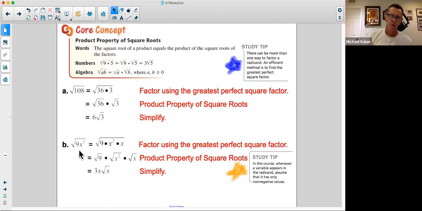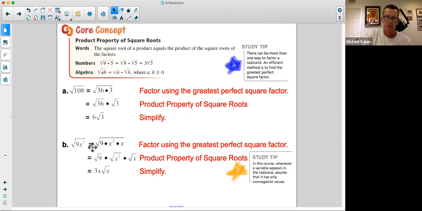Okay, then look at B here. Here we're taking the square root of 9x to the 3rd power. So again, factored using the greatest perfect square factor. And then we have another study tip here that's important. In this course, whenever a variable appears in the radicand, assume that it has only non-negative values. So it's a little complicated, but in other words, don't worry about if x is negative at this particular time.